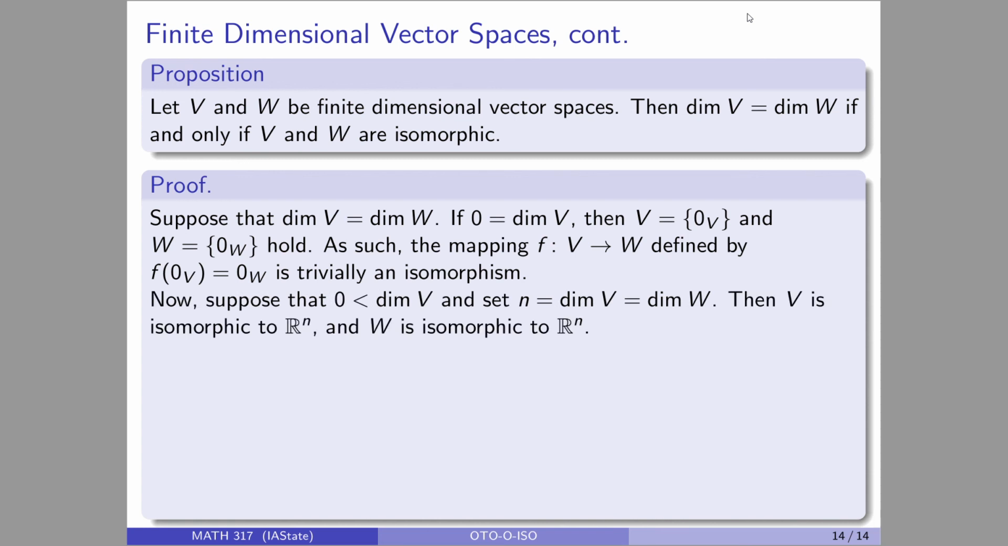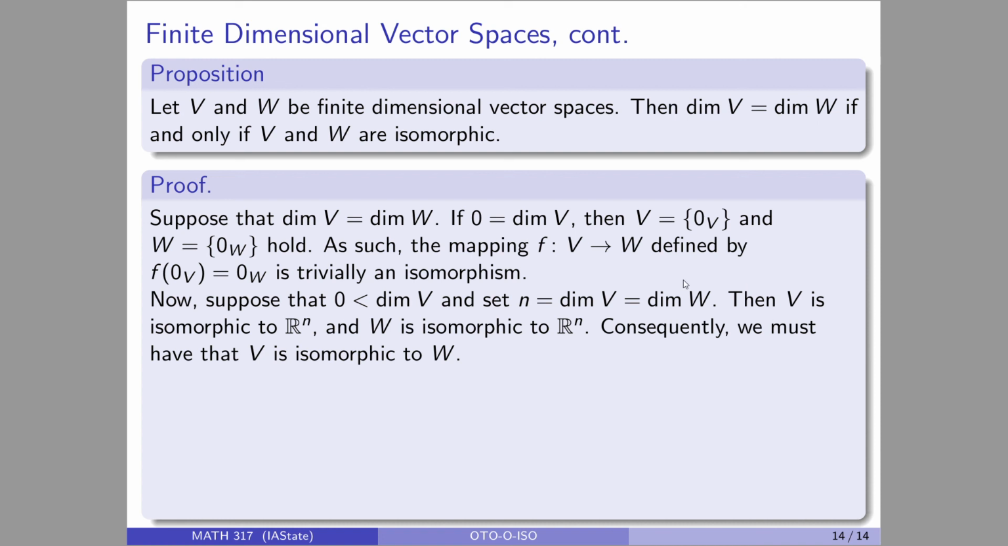Well, that means V is isomorphic to Rn, and W is isomorphic to Rn. And by transitivity of isomorphism, as we already proved, if you're isomorphic, you can use the transitivity of that relationship to get that V and W have to be isomorphic. Right, V is isomorphic to Rn, Rn is isomorphic to itself, and Rn is isomorphic to W, so V has to be isomorphic to W.